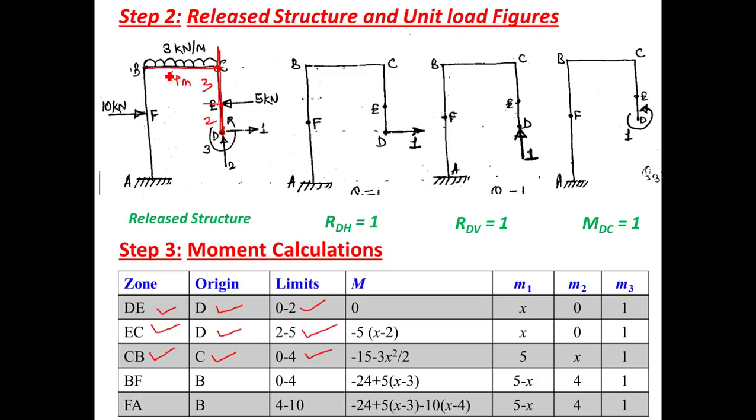Okay, now next we have to shift to the left column. When we shift from beam to column, again we have to change our origin. Now we will take the origin as B. So for the last two zones, the fourth and fifth rows of this table, the origin will be B. Origin B means x is equal to 0 here. For the left column, x is equal to 0 at point B. Now B to F is given as 4 meter, and F to A is given as 6 meter. The left column height is 10 meter total. So limits of the first zone B to F are 0 to 4, and from 4 to 10 are the limits of the F to A zone.